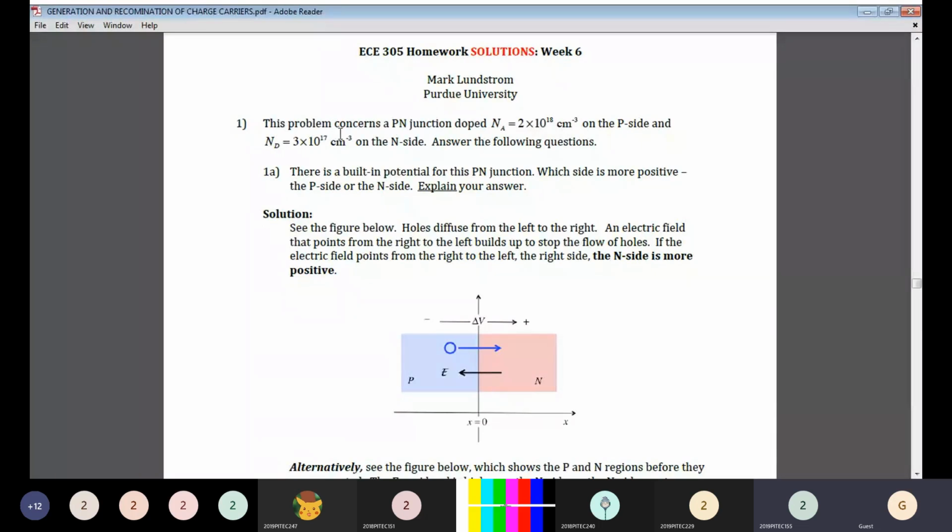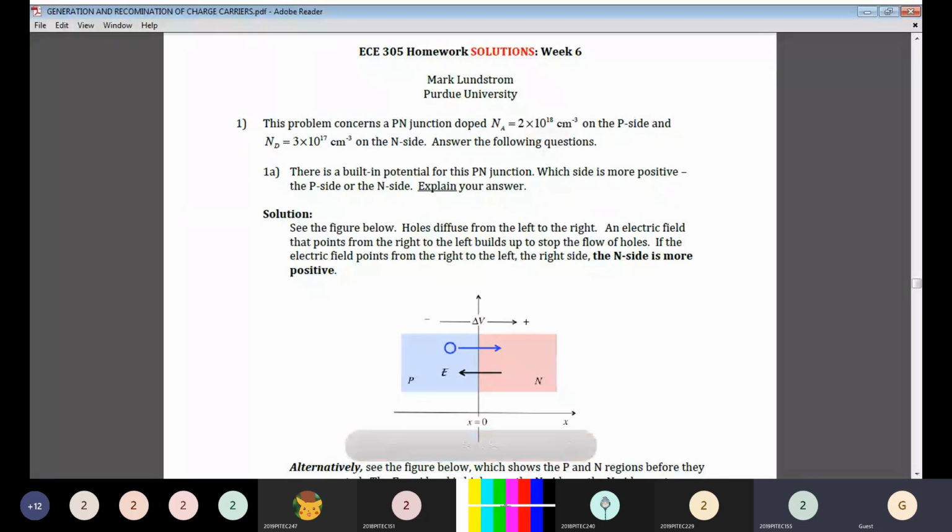There is a built-in potential for this PN junction. Which side is more positive, the P side or the N side? Explain your answer. So they have given the doping concentrations on both the P type and the N type. In this PN junction, there is a built-in potential, and we have to identify which side is more positive, the P side or the N side.